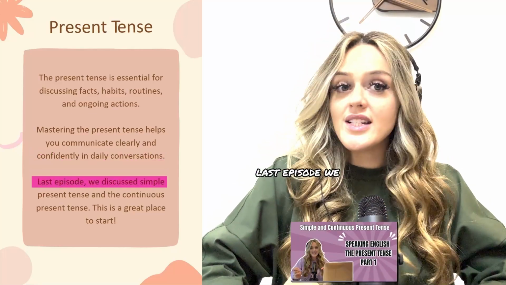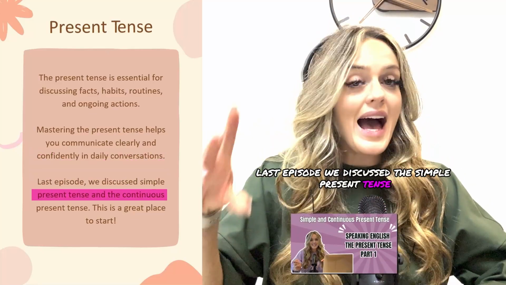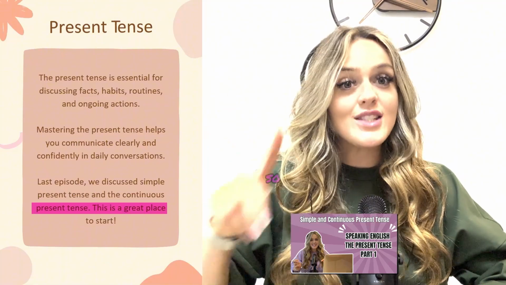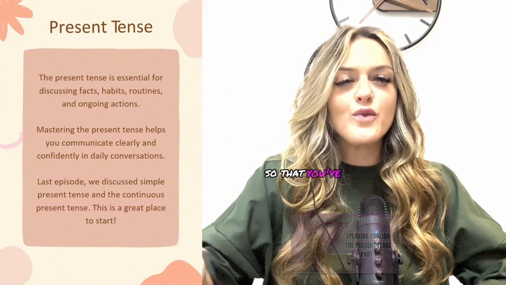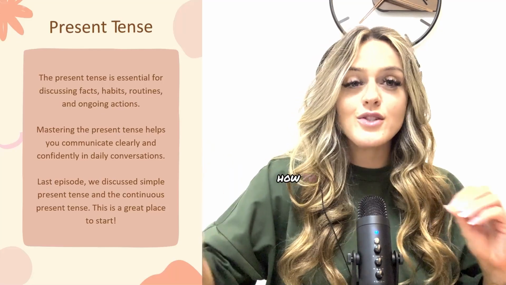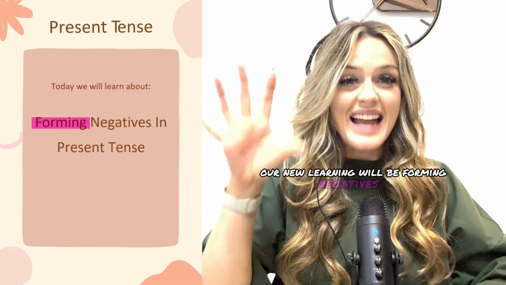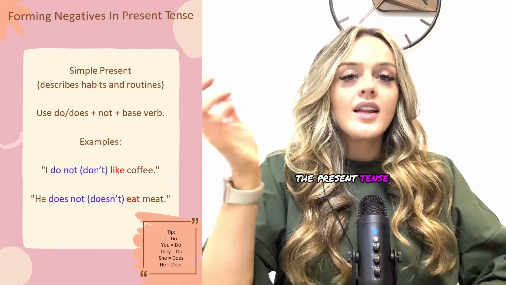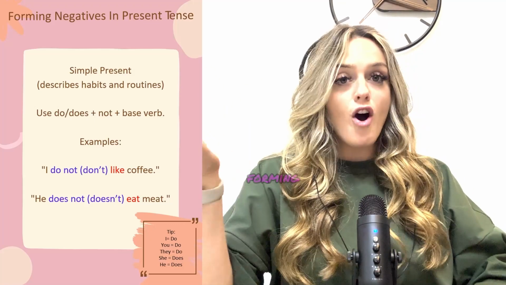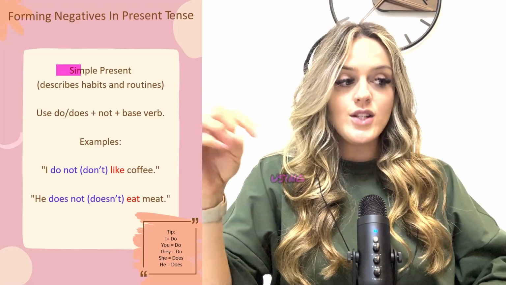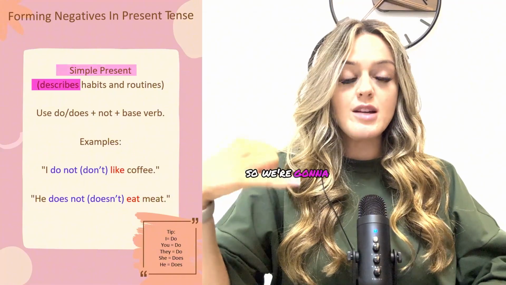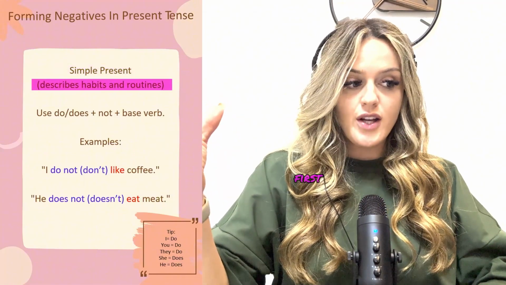Last episode, we discussed the simple present tense and the continuous present tense, so make sure you check that out so that you've got a really good understanding of how to use the present tense in different ways. Today, our new learning will be forming negatives in the present tense. Now, we're going to start off by forming negatives in the present tense using the simple present tense. So we're going to be describing habits and routines first of all.